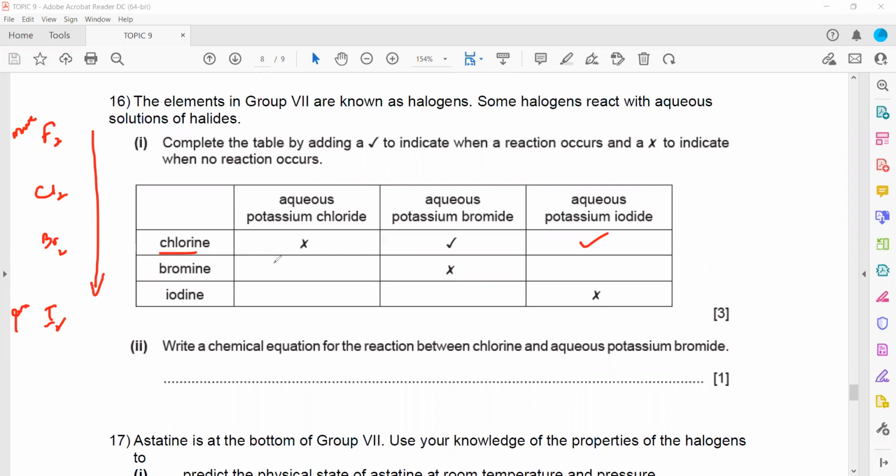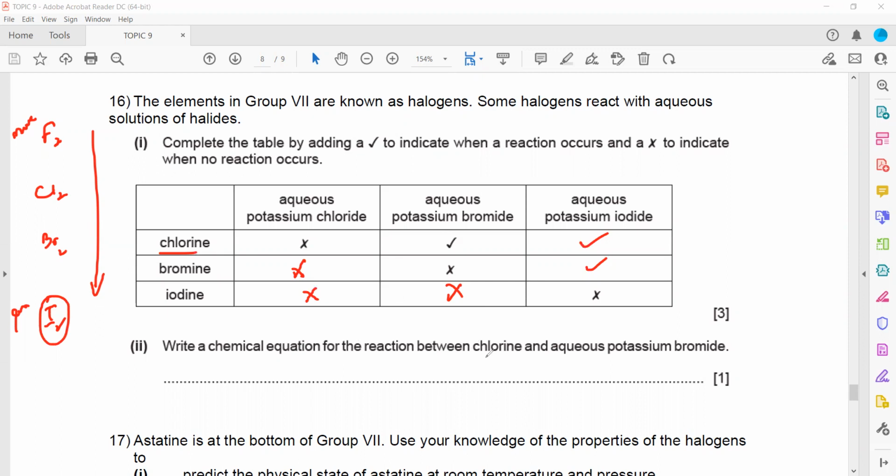If we add bromine to potassium chloride, there will be no reaction because bromine is less reactive. If we add bromine to potassium iodide, bromine is more reactive, being above iodine, so yes, it will react. And if we add iodine to potassium chloride, there will be no reaction because iodine is the least reactive of these halogens. Same thing, iodine with potassium bromide, no reaction occurs.